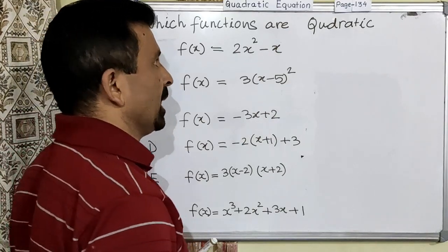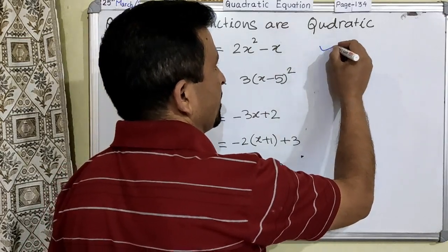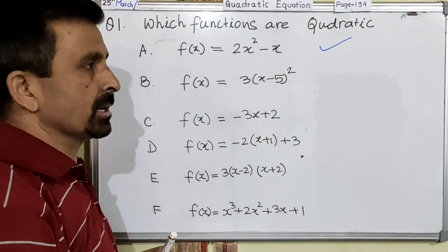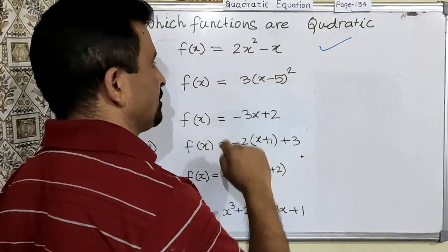Is 2. And therefore, this is a quadratic equation. So I will just tick. Tick means it is a quadratic equation. It's a quadratic function or quadratic equation. Is it very clear?